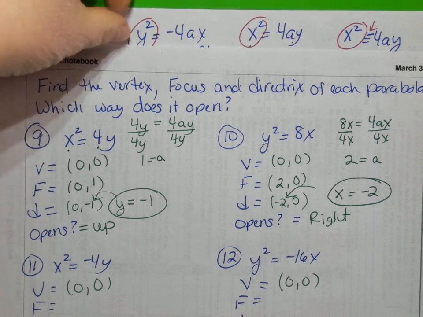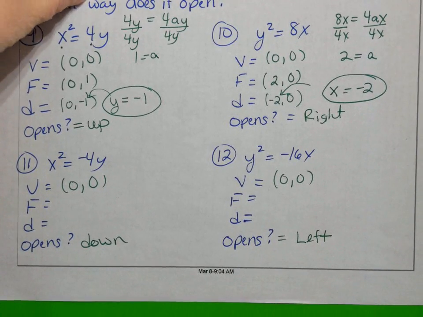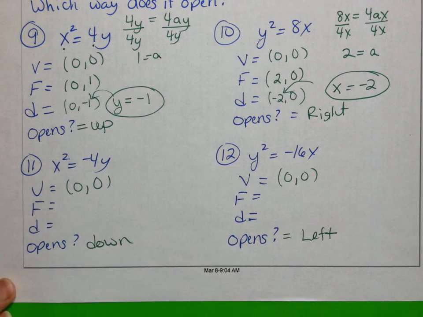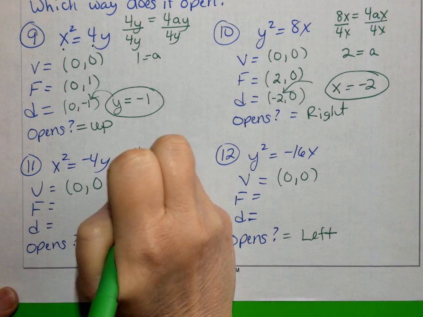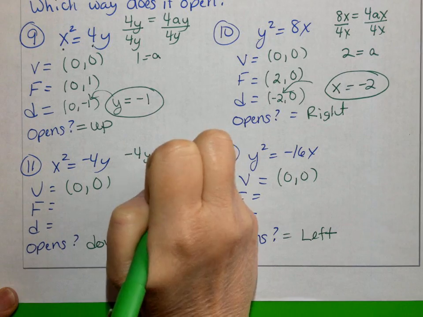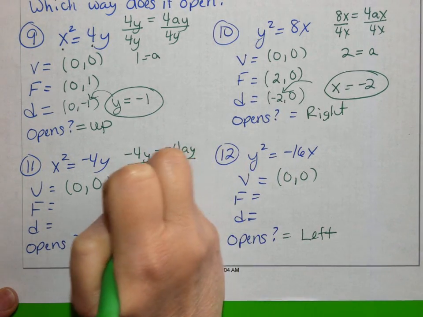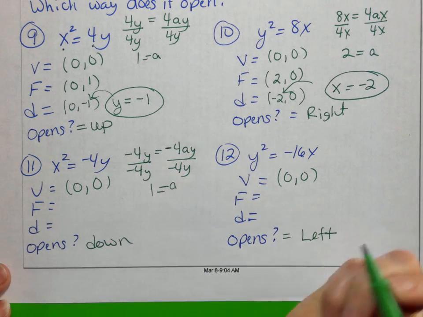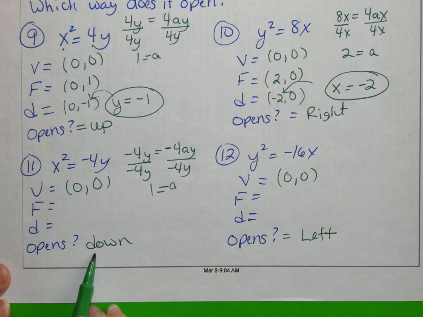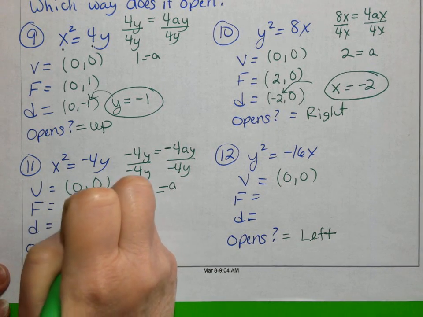Okay, let's try the next 2. So we know x squared is 4ay, so negative 4y is negative 4ay. Again, I divide by negative 4y. I just want A by itself, so I get A is 1. I go down 1. Down 1 from here is 0, negative 1.